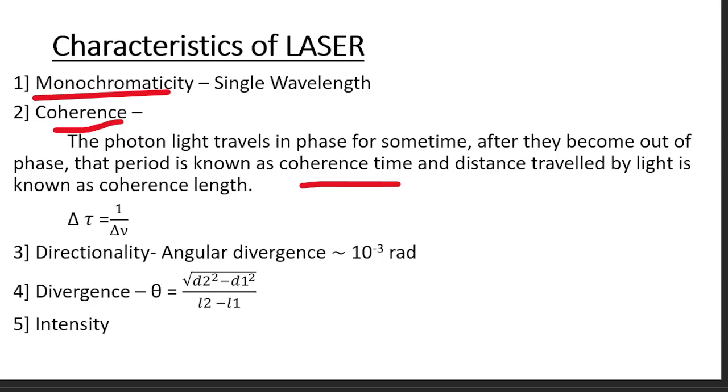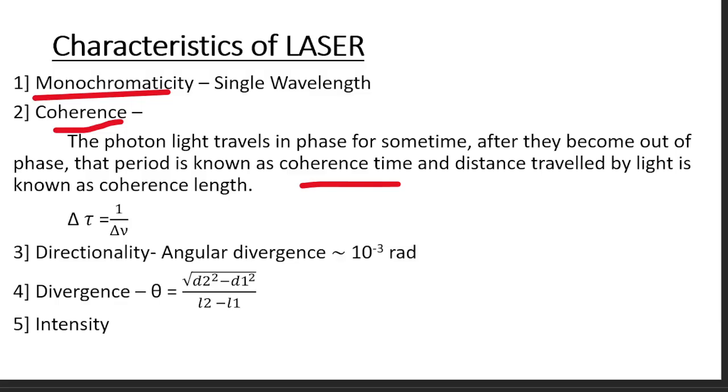The coherence time can be given by the formula del tau equals 1 upon del nu. The coherence time for natural light is 10 raised to minus 14 seconds, and for laser it is 1 millisecond. Coherence length for the laser is 300 meters and for He-Ne laser it is 100 meters.